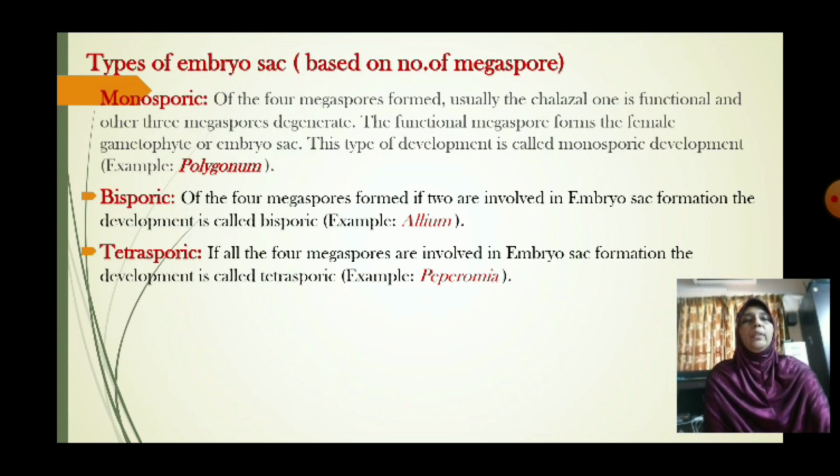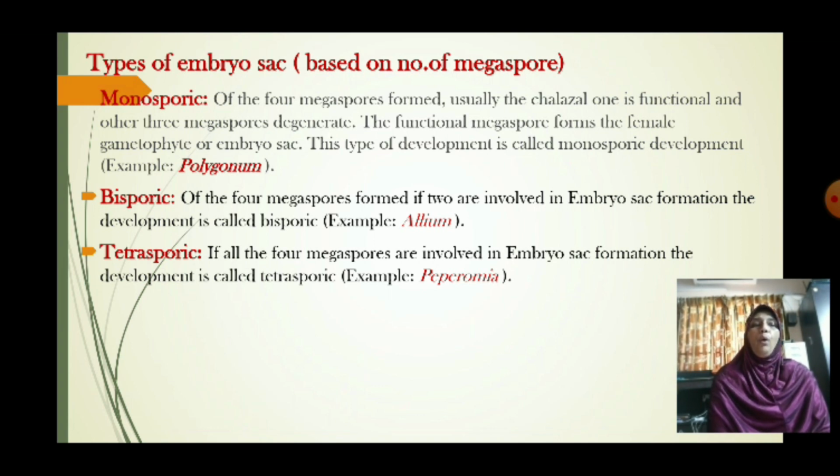Then we are moving on to the types of embryo sac based on the number of megaspores. We have monosporic, bisporic and tetrasporic. Monosporic: 4 megaspores are formed, usually the chalazal one is functional and the other 3 megaspores degenerate. The functional megaspore forms the female gametophyte or embryo sac. This type of development is called monosporic development. You find this in Polygonum.